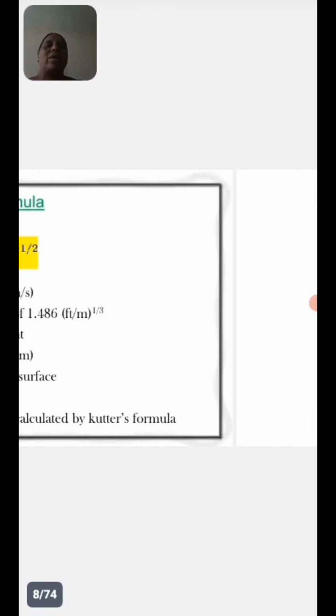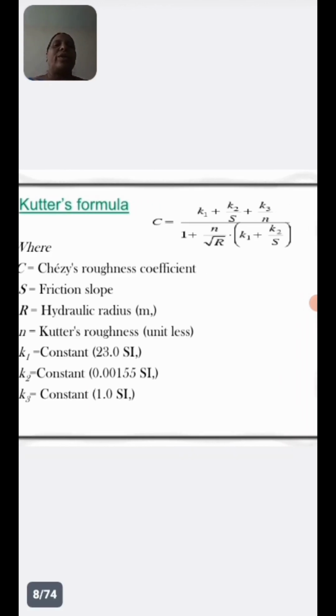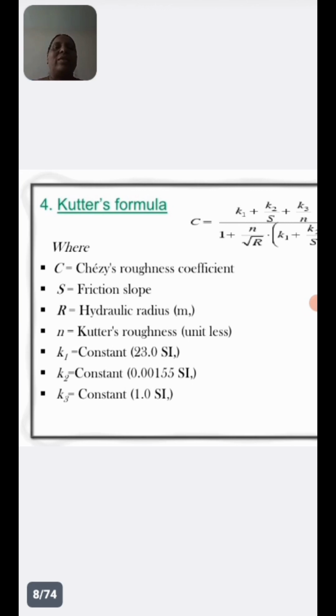Kutter's formula is C equal to K1 plus K2 by S plus K3 by N, divided by 1 plus N by square root of R into K1 plus K2 by S, where C is the Chezy roughness coefficient, S is the friction slope, R is the hydraulic radius in meter, N is Kutter's roughness, K1 is the constant 23 in SI unit, K2 is the constant 0.00155 in SI unit, and K3 is the constant 1 in SI unit.